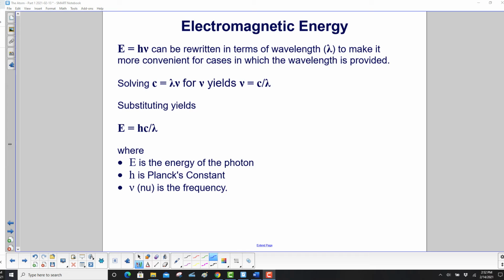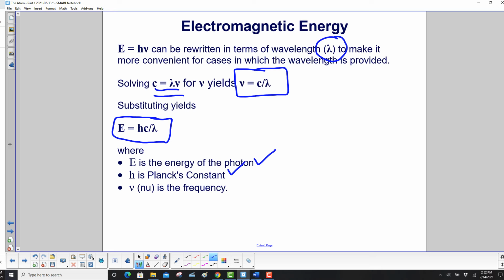E equals h nu can be rewritten in terms of wavelength, or lambda, to make it more convenient for cases in which the wavelength is provided. So we solve c equals lambda nu for nu, and we get nu is equal to c over lambda. So what's nu? c over lambda. Substitute that in for nu, and we get the energy of a photon is hc over lambda. And once again, E is the energy of the photon, h is Planck's constant, and c is the speed of light, lambda the wavelength.